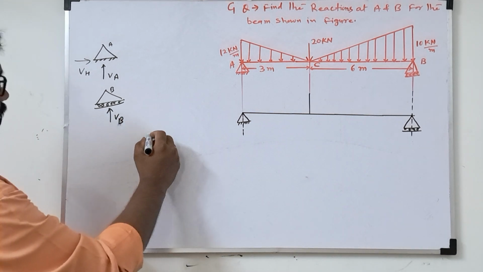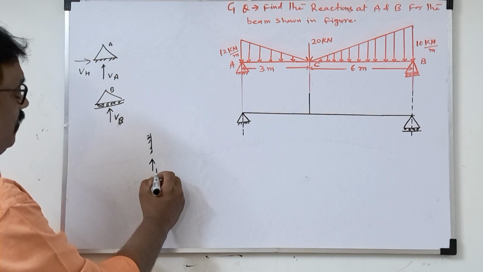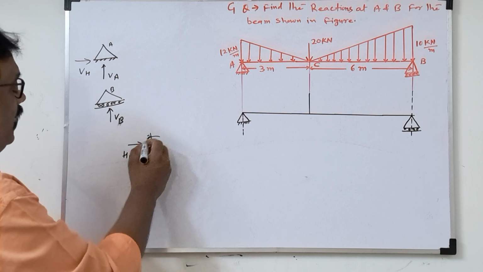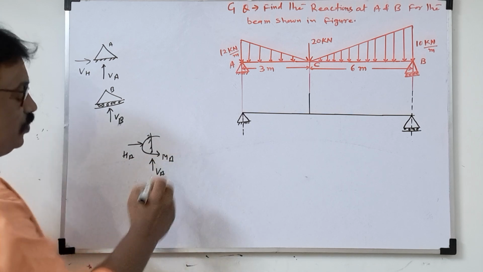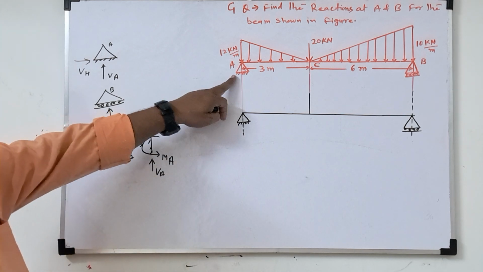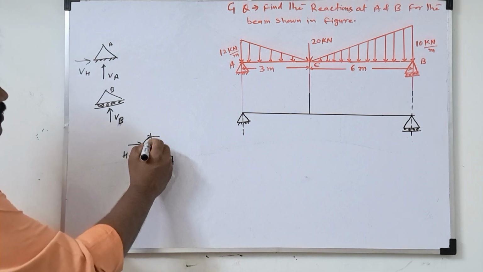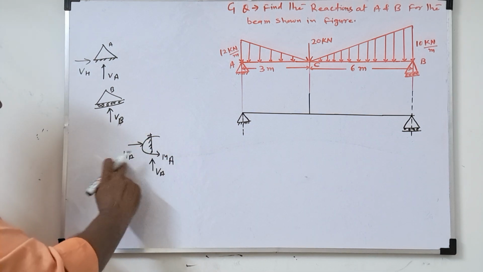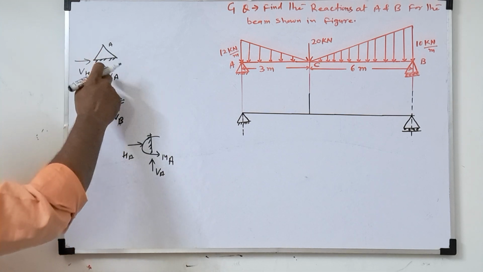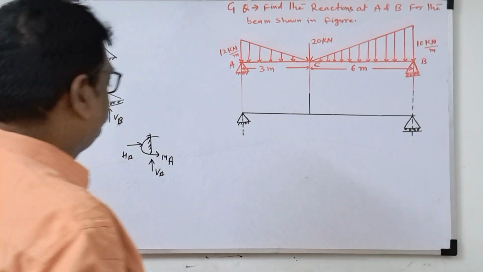Suppose a fixed end will be there, suppose this end is fixed. Here three reaction forces will be there: VA, HA horizontal, and one moment MA. These three concepts you always have to remember. There are three types of support: hinge support, roller support, and fixed support. Fixed support means three reactions: vertical, horizontal, moment. Roller support only vertical, and hinge support horizontal and vertical. This is one concept.